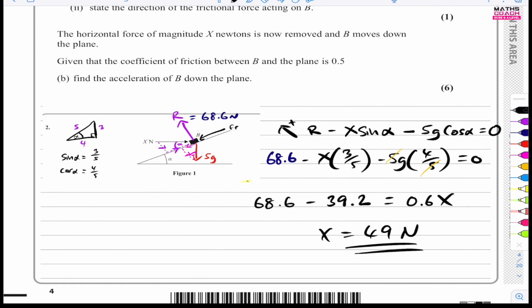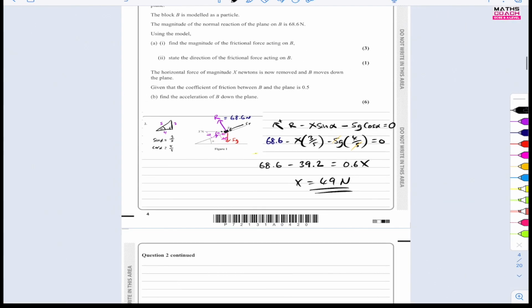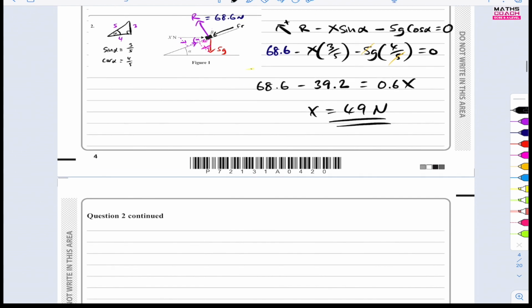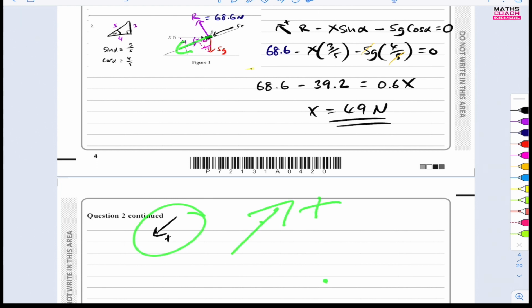So in order to find F of R, we are going to resolve going down the plane. We can go any way we want, but I prefer to go down the plane because it's as though this thing will be moving down the plane. So I've just chosen this to go down. You could choose to do going up as well, but this is a personal preference I have, which is to just go down the plane. Direction of motion. If there were no forces there, what would happen to the particle? It would go down the plane.